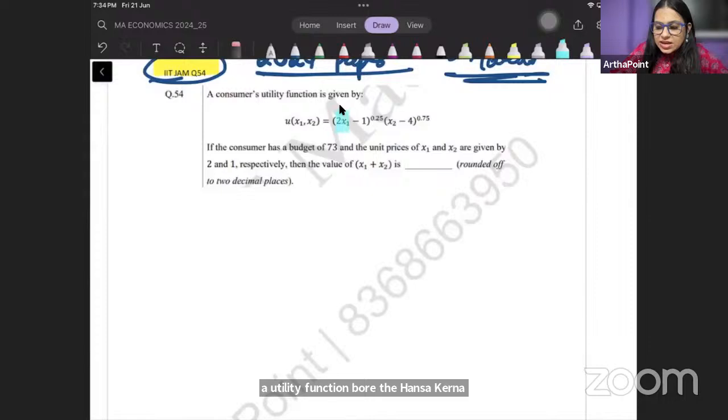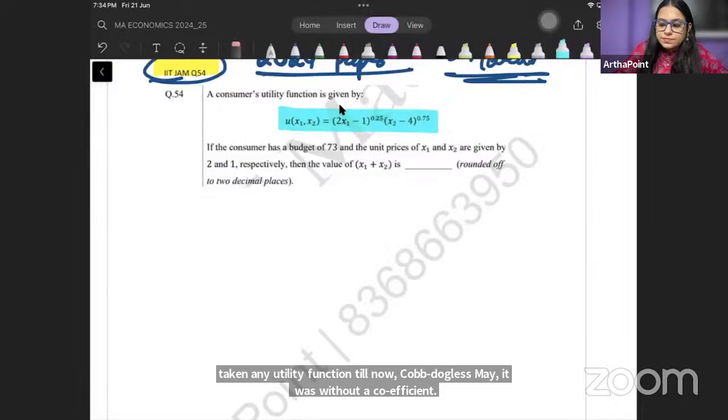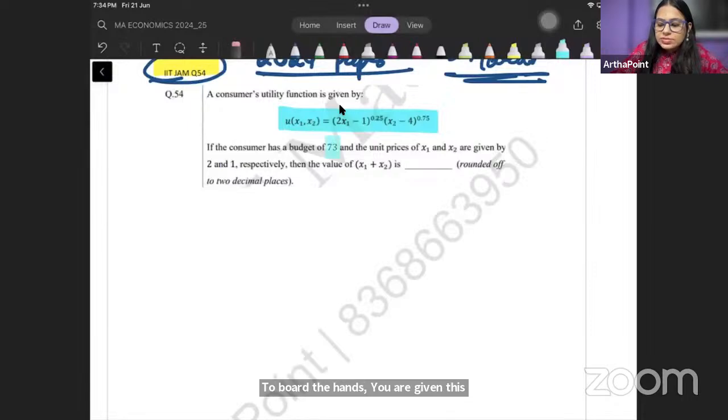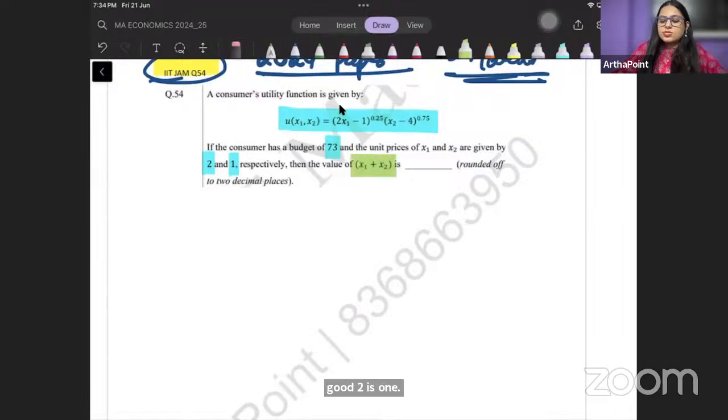Here a coefficient of x is given. Whenever we have taken any Cobb-Douglas utility function till now, it was without a coefficient. So we have to look at this question very carefully. You are given this utility function. You are given income is 73, price of good 1 is 2 and price of good 2 is 1. You need to find the value of the sum of the consumption. Just try to do this question once.